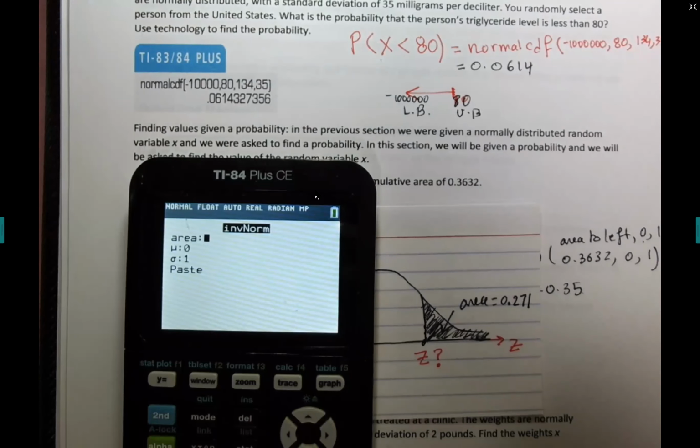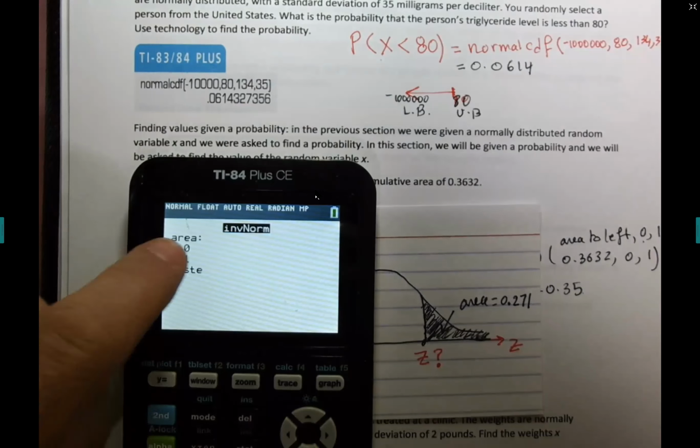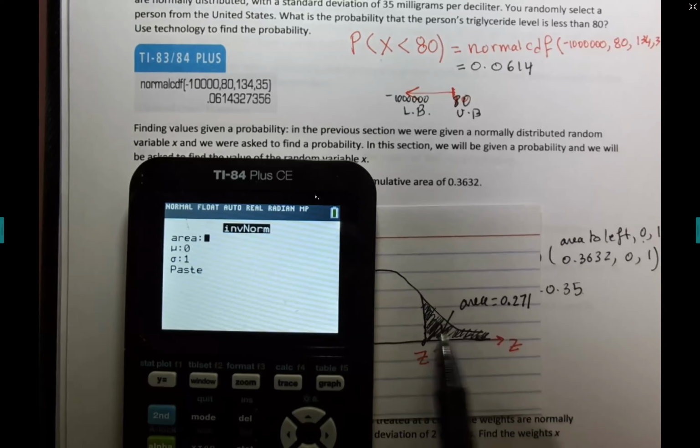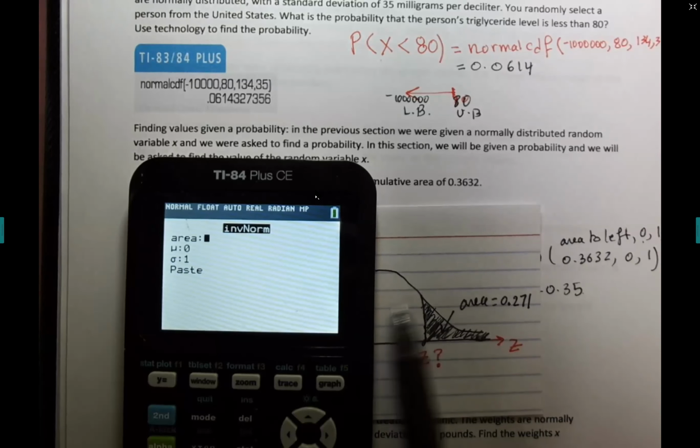$0.271. But remember, I said this area must be an area to the left of the target, not to the right. But by default on this formula, 0 and then the 1 for the mean. So in order to use this feature, the calculator doesn't want the area to the right of the target. It wants the area to the left of the target.